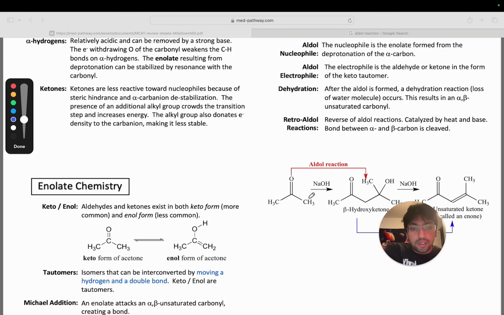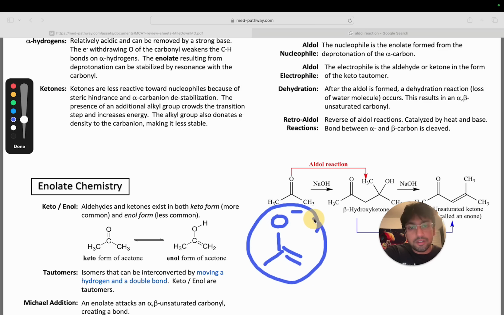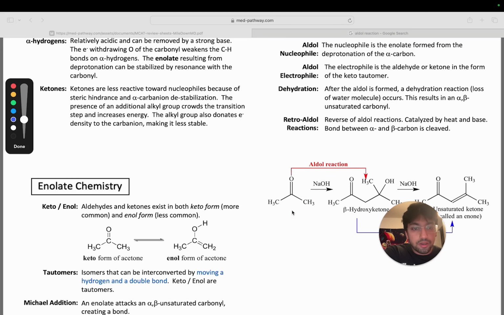Why is that a stable configuration? The reason why that's a reasonably stable configuration is because that has resonance with this other form of the same compound, which is this one. And so this would have resonance with this compound if we deprotonated this carbon over here. So that should make sense why that is a stable compound.